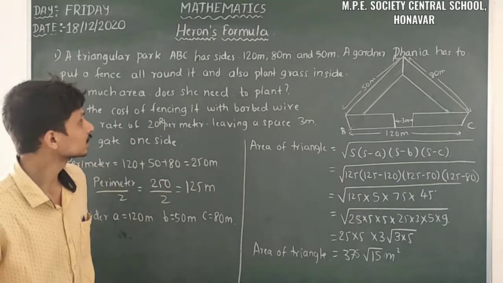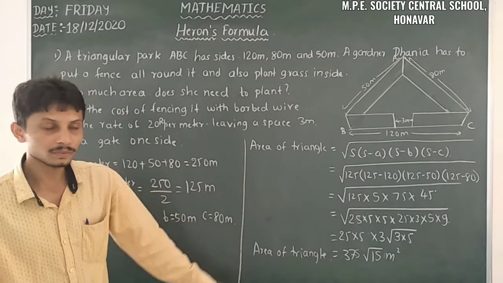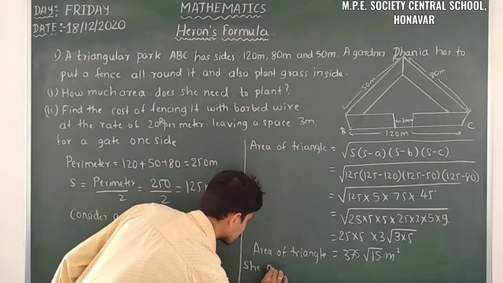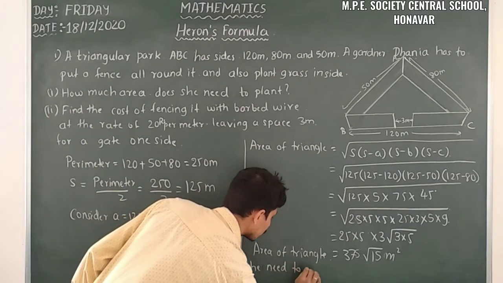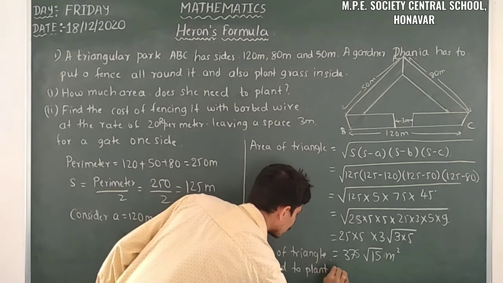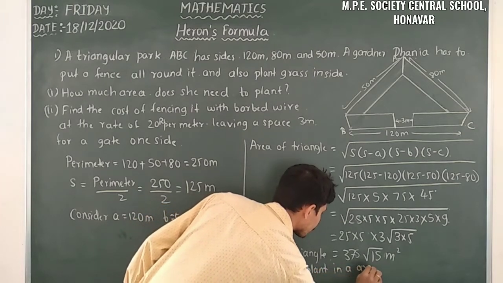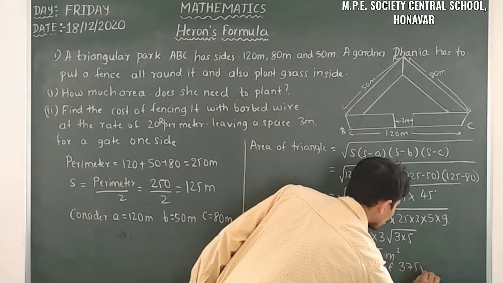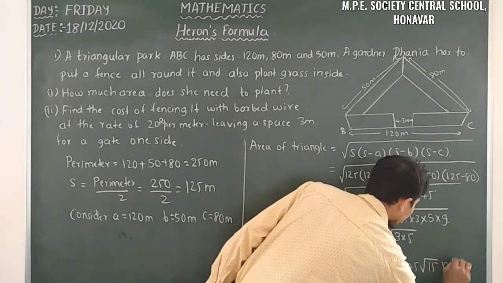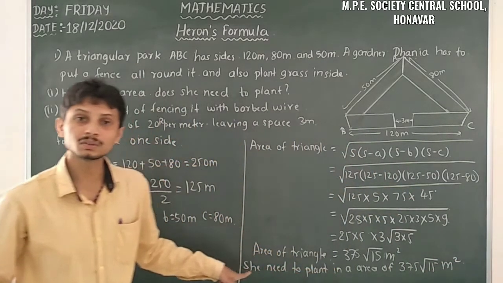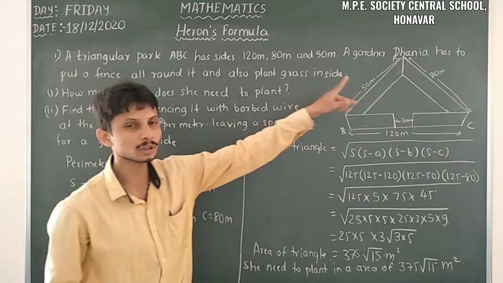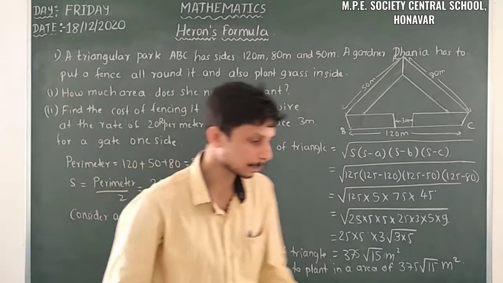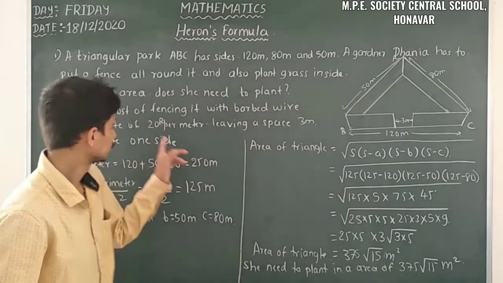She needs to plant in an area of 375 root 15 meter square. In this area she needs to plant, so this is the total area of this triangular park. Yes, so let us move on to the next part, that is the second one.